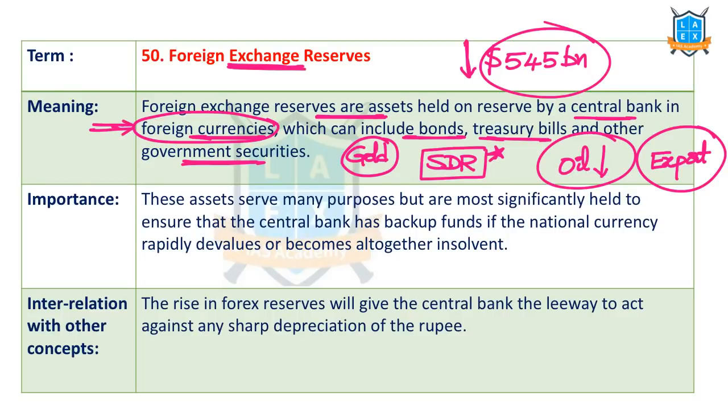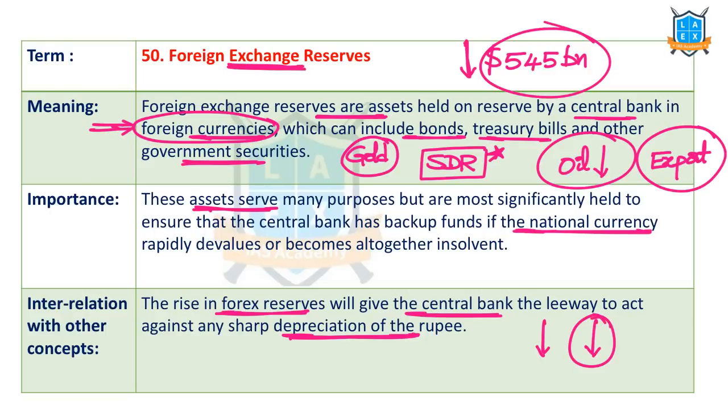Please remember that. These assets serve many purposes, especially as a backup for imports, and they stabilize the national currency. A rise in forex reserves will give the central bank leverage against any sharp decrease in the rupee value. Because when the forex reserves are less, our rupee depreciates rapidly. Earlier our rupee depreciation was huge, but now because of this increase in the forex reserves, rupee depreciation has also stabilized. That's the issue over here.